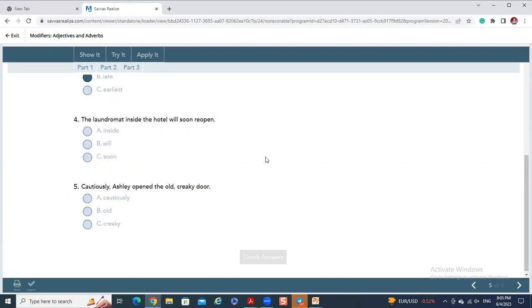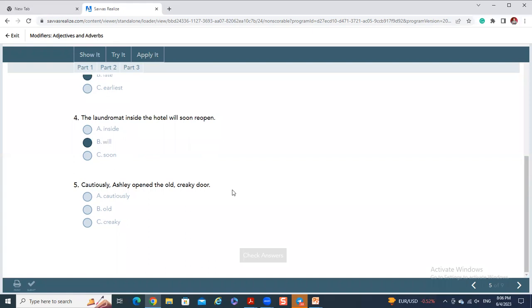The laundromat inside the hotel will soon reopen. Soon. Why? Because it modifies will reopen. Why is it not inside, mister? You said inside here comes with the hotel. Inside the hotel is a prepositional phrase, so inside is a preposition. If we don't have anything after inside, like the laundromat, inside only, then we're going to say that this is an adverb. And will is a part of a verb. Part of a verb. Thank you.